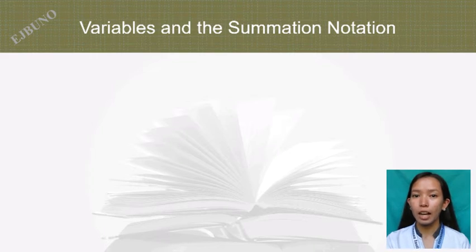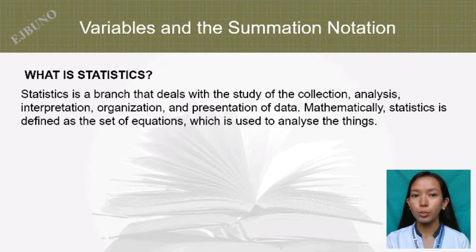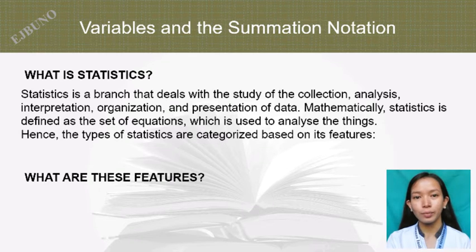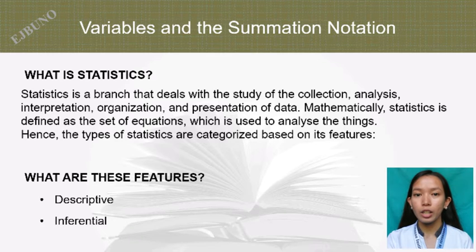Since it is our first discussion, what is statistics? Statistics is a branch that deals with the study of the collection, analysis, interpretation, organization, and presentation of data. Mathematically, statistics is defined as the set of equations which is used to analyze things. Or in short, it generalizes the collected sample data. Hence, the types of statistics are categorized based on their features. And what are these features? The descriptive and inferential statistics.